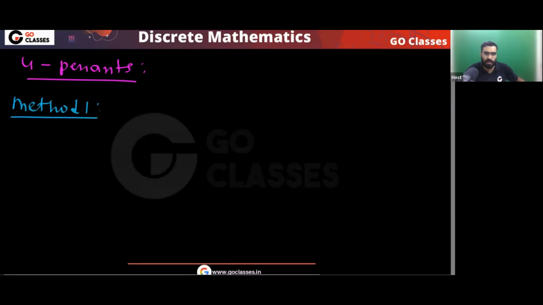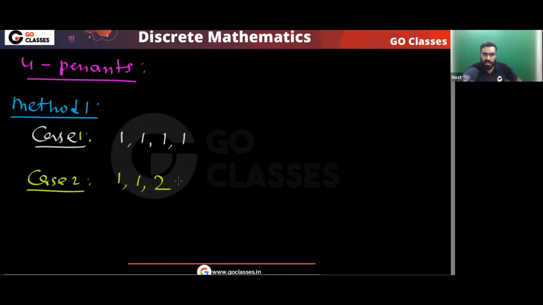What is method number 1? Method number 1 is very simple. You don't have to do much. You know that a 4 pennant means a sequence of 1 comma 2 where summation will be equal to 4. So you can create cases. For example, case 1: you will use 1 four times, which means you will not use 2. Next, what is case 2? Case 2 means you will use 1, and you will use 2.